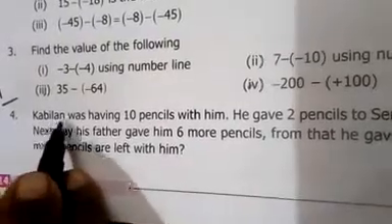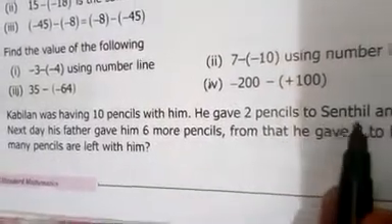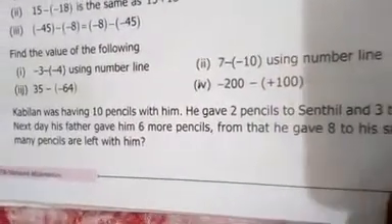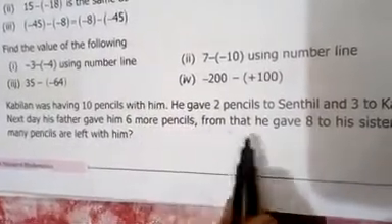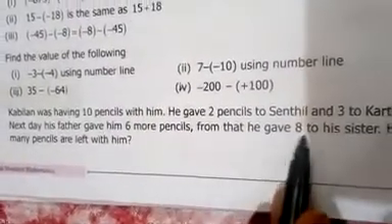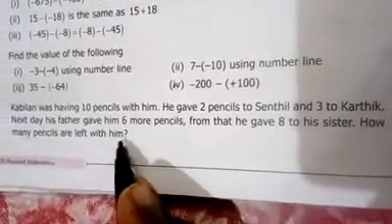Now the fourth problem. Kabilan was having 10 pencils with him. He gave 2 pencils to Sendil and 3 to Karthik. Next day his father gave him 6 more pencils. From that he gave 8 to his sister. How many pencils are left with him?